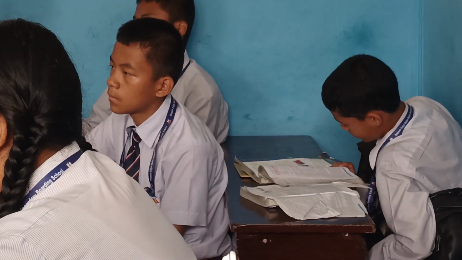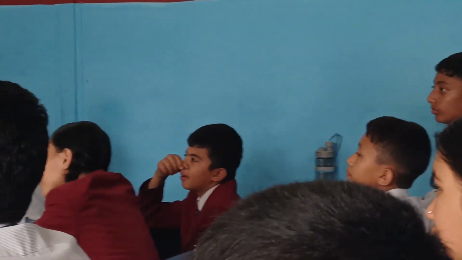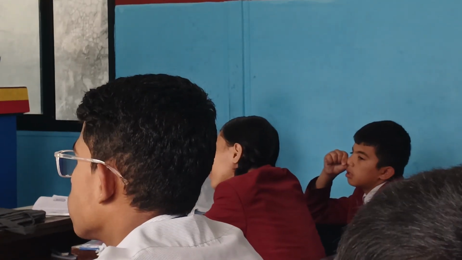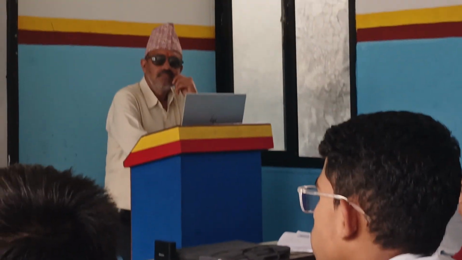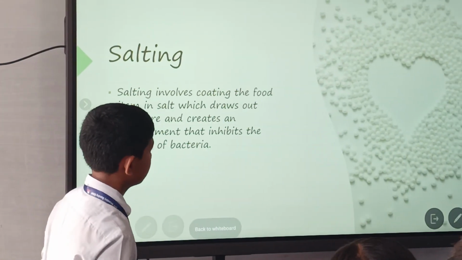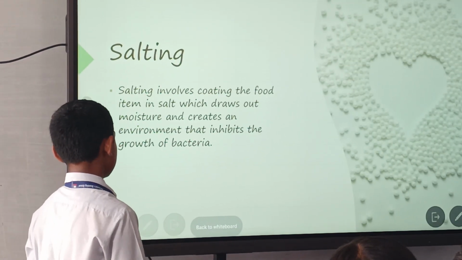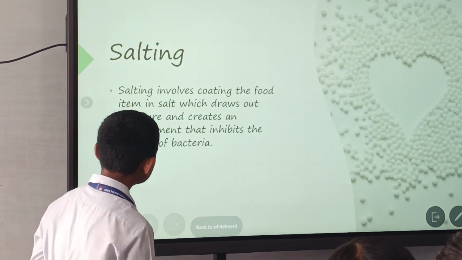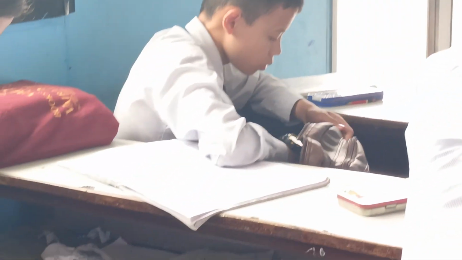Salting involves coating the food item in salt, which draws out moisture and creates an environment that inhibits the growth of bacteria. Salting is a method of preservation in which food is surrounded with salt and it draws out the moisture and creates an inhibiting environment.